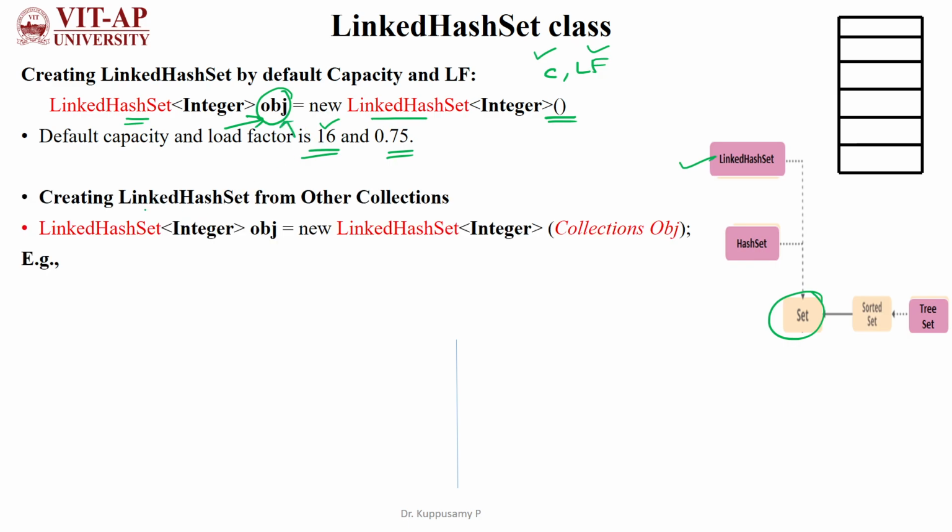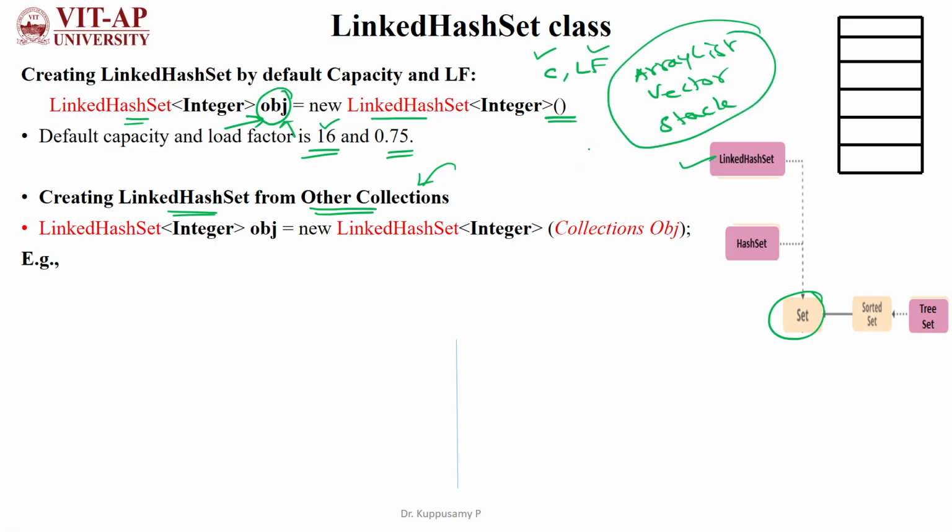And here we can create the LinkedHashSet by copying the data from other collections. We have ArrayList, Vector and Stack. Those are a few more collections we have seen in the previous videos that implement the List interface. So now we can use these collections to access the elements, and those collections may have some elements, and those elements can be transferred or copied to the object variable which is created by using LinkedHashSet.